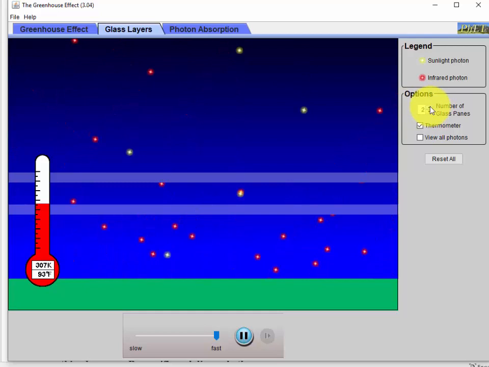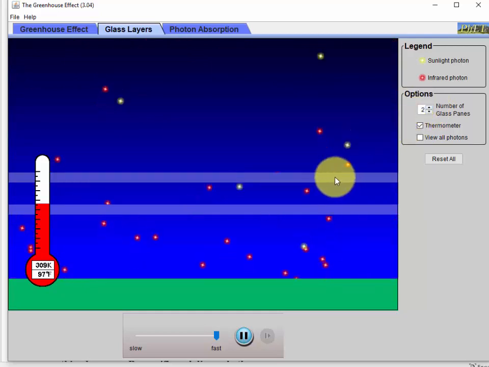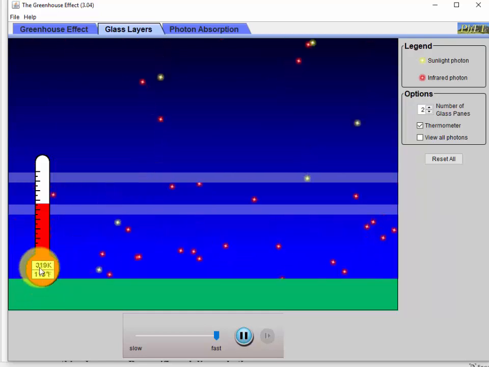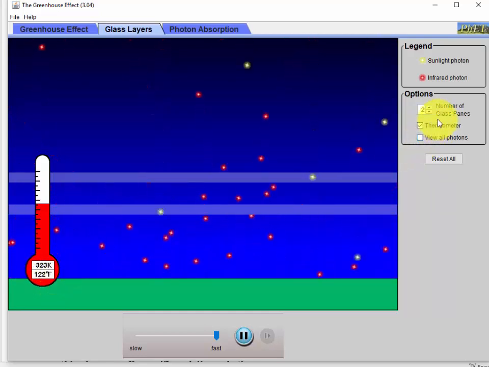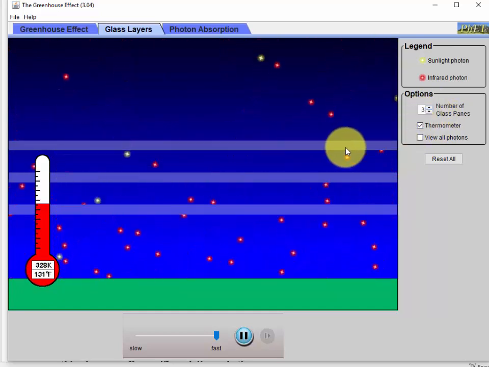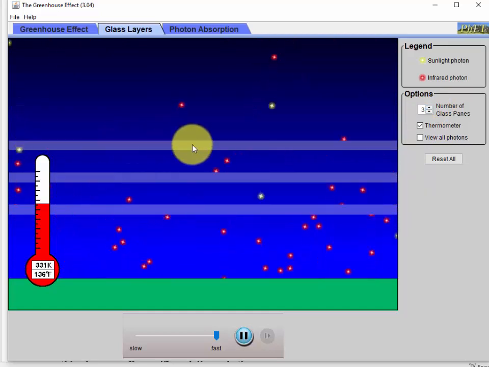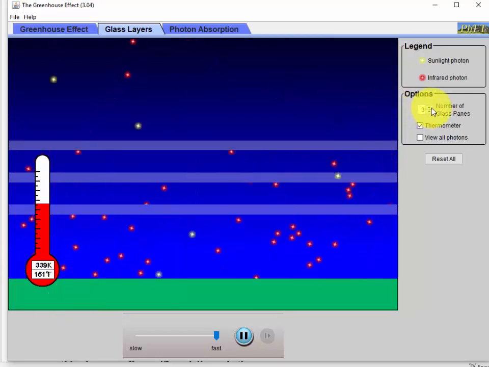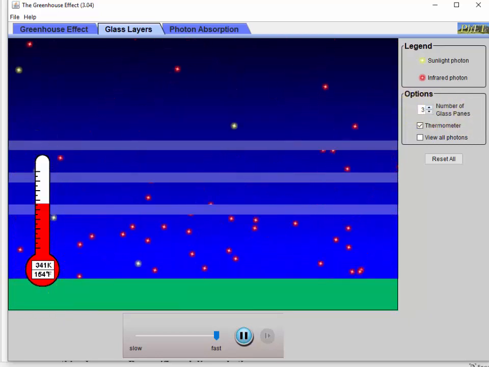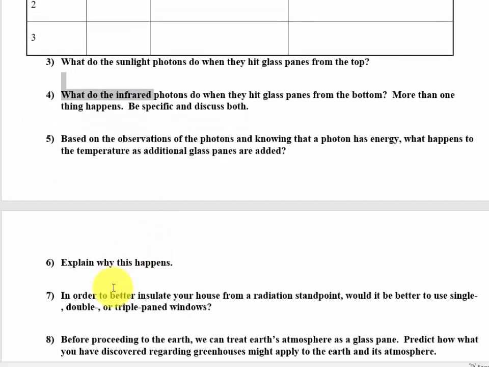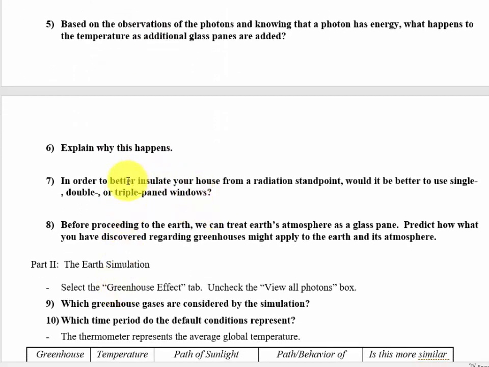And we'll add another pane, and you should see something happening right here to the red photons. It doesn't seem to interact with the yellow photons, and something happened to the temperature right here. Going to add another pane, and again you should be paying attention to the red guys as they go right here, and the yellow guys as well. Doesn't seem to affect them. Something happened to the temperature right here. And that should be everything that we need to complete this part of the lab. So pay attention to these guys. Go back and watch it again if you need to. Now go ahead and answer this question.